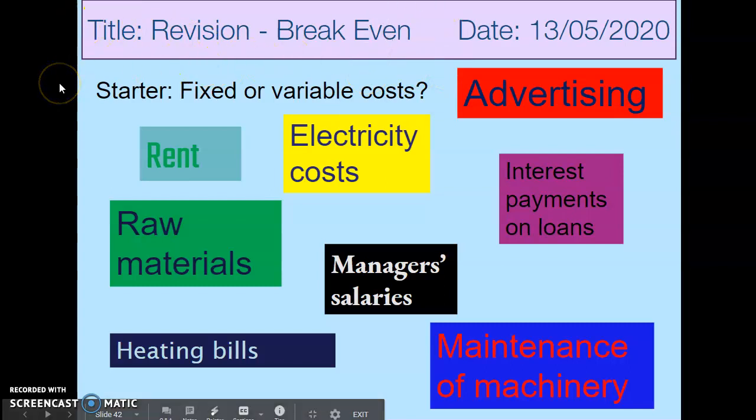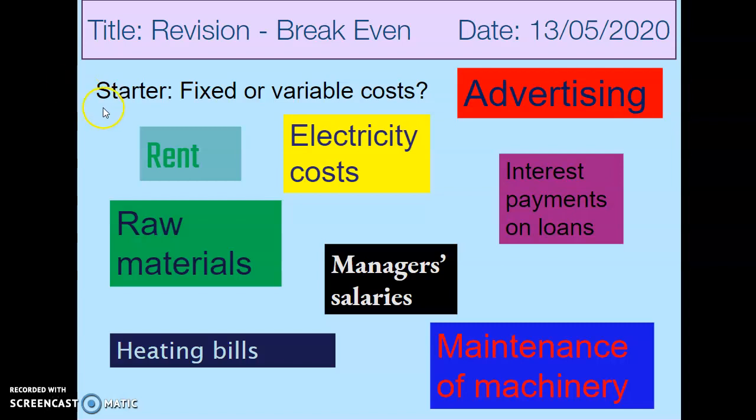So today we're going to carry on with more practice on break even, all the operations that we have, the mathematical part of business that we have been looking at since schools unfortunately have been shut. So we're going to carry on doing a bit more practice on that, and I'm going to do a tiny bit of revision, which you're probably really familiar with by now.